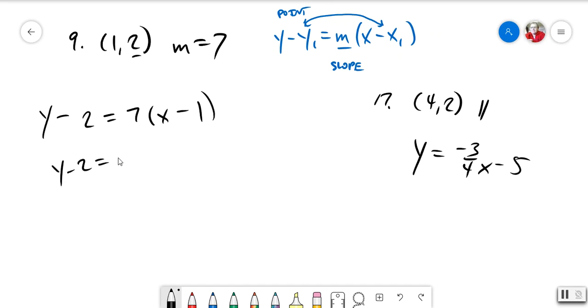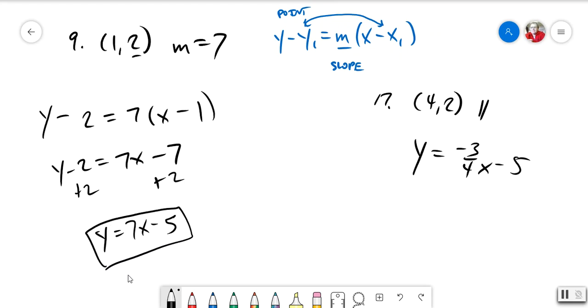Again, simplify, add, multiply. So I simplify: 7 times x is 7x, 7 times negative 1 is negative 7. I add, I get the y by itself. Y equals 7x minus 5. And then you're done. That is all, people. I hope you remember this. We did these before. That's all we're doing.